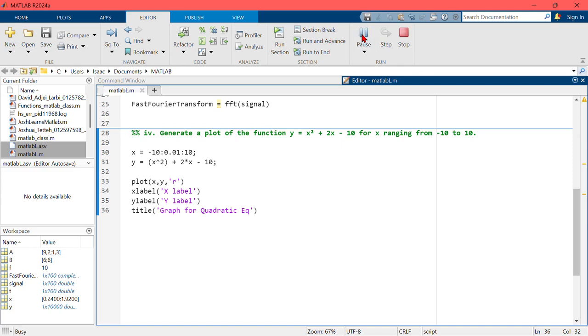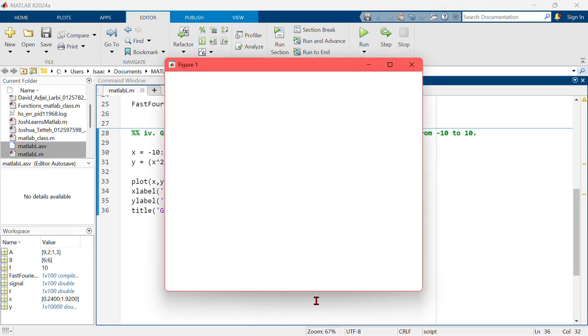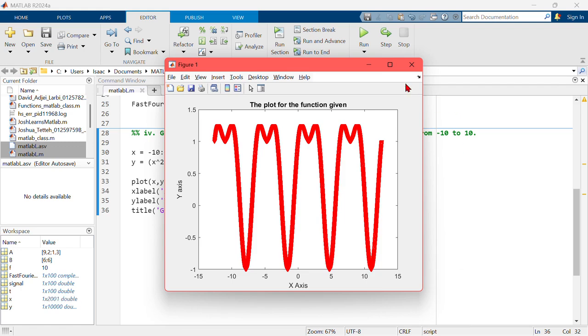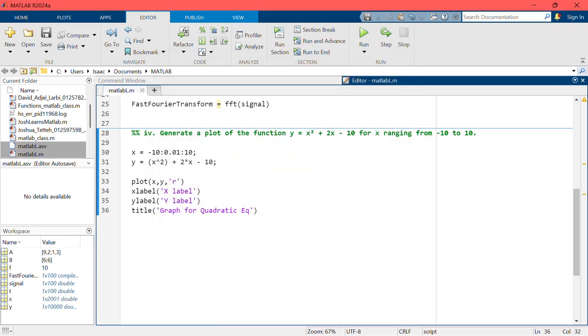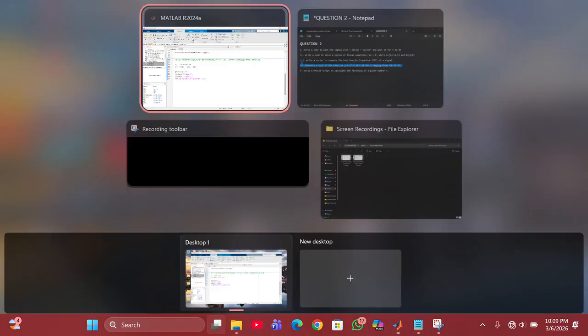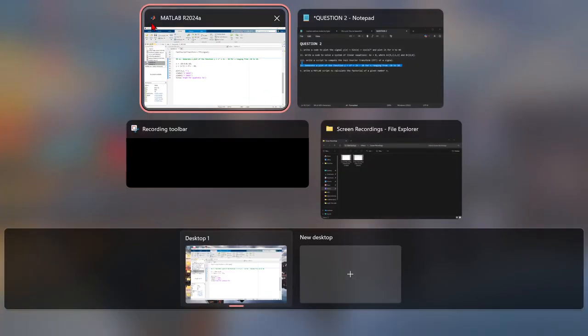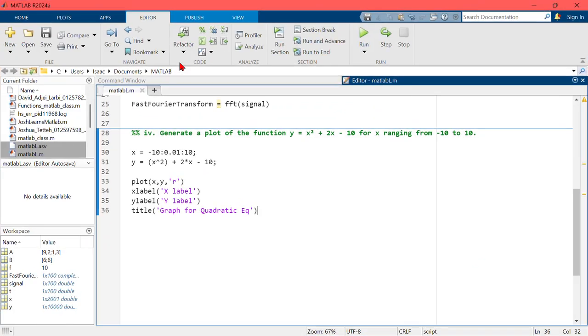it should give us the graph. Oh, come on! I ran the whole thing again. Sorry, it's not a graph we're looking for. Let me just see. Okay, so let's just run this session. Okay.